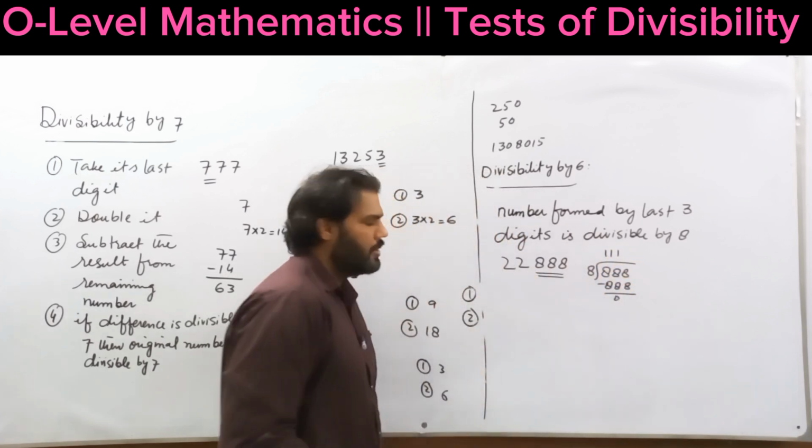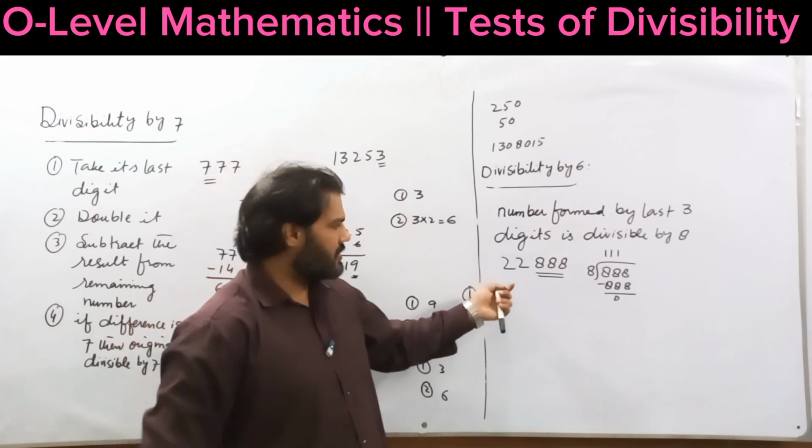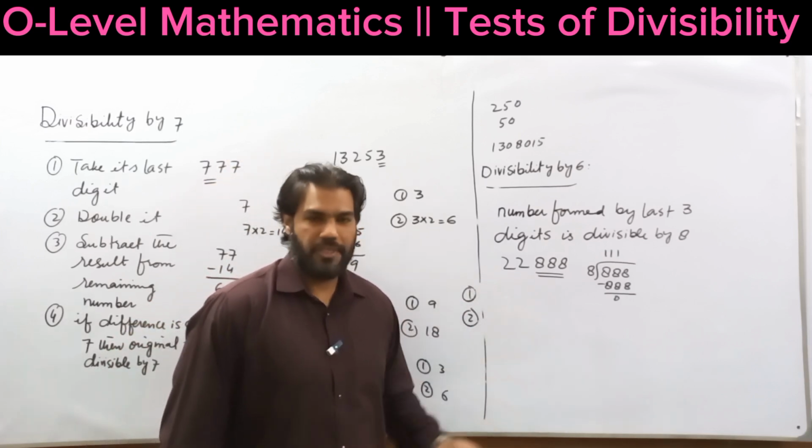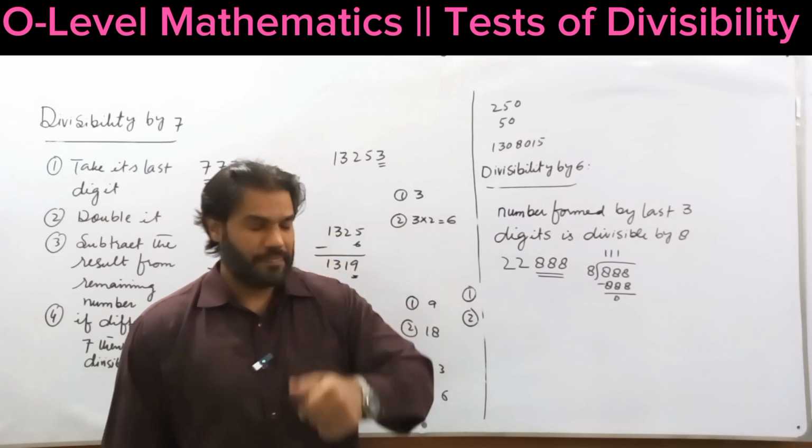So this number, 22,888, is completely divisible by 8.